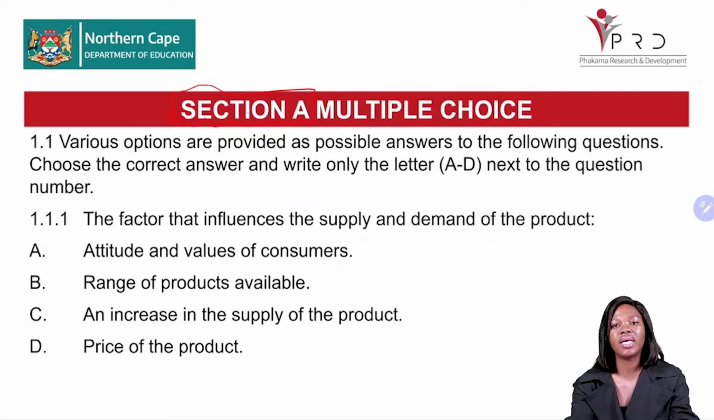1.3, give one term or word, also has 5 questions, and each question contains 2 marks. Your 1.4 also has 5 questions. Each question carries just a single mark, meaning the total for 1.4 is out of 5 marks. Now, let us start with Section A and focus on the multiple choice questions.